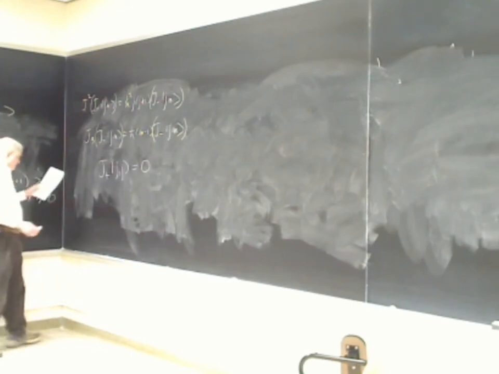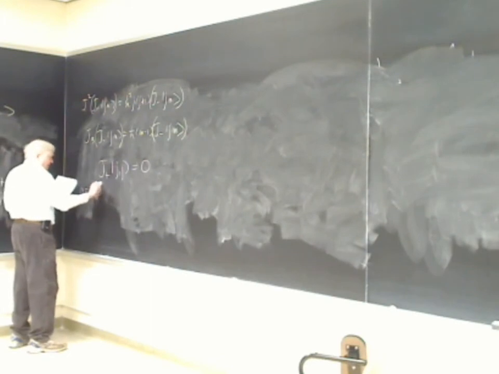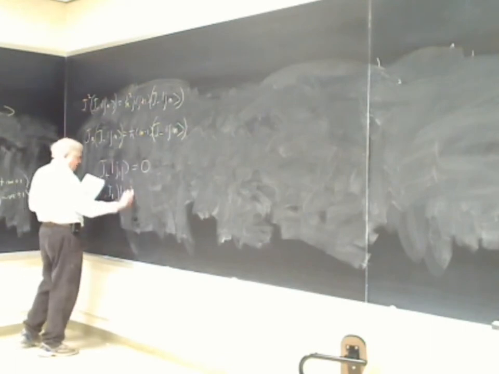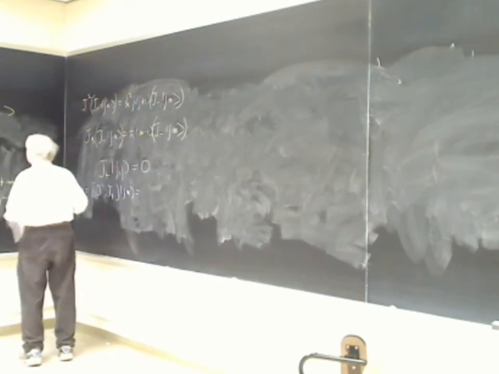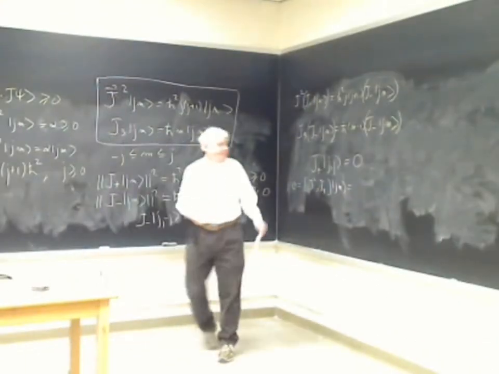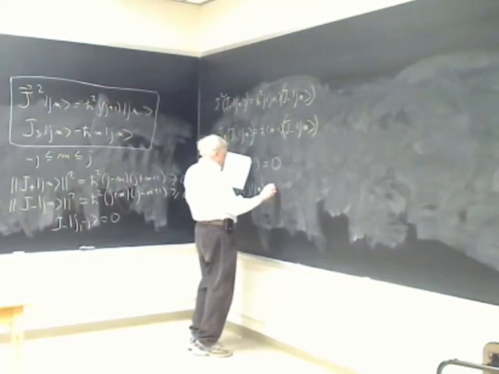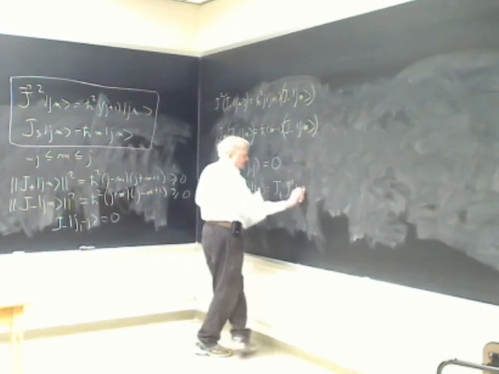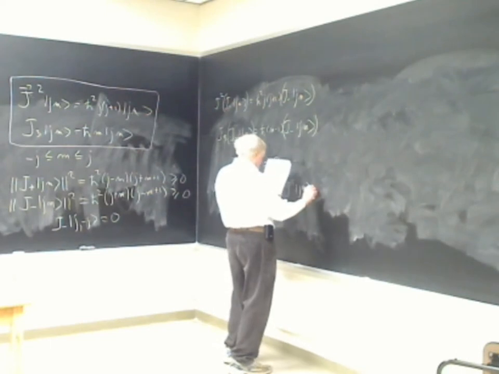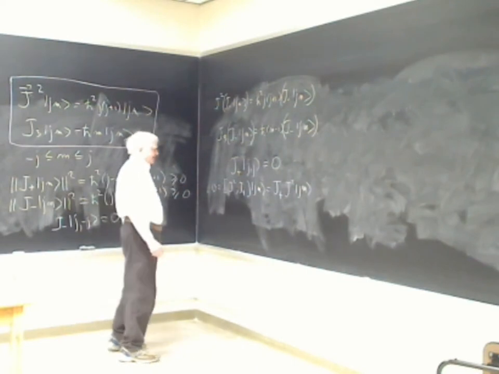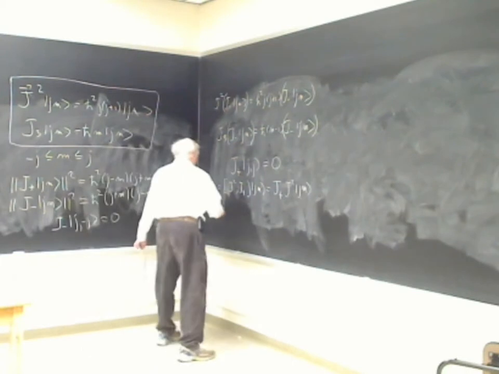The next thing is that, of course, J squared commutes with J plus, because J squared is a scalar, and so that applied to the state Jm gives us, again, we're always assuming these two equations. And then this gives us J plus J squared Jm. What am I doing here? I somehow skipped something. This is certainly zero.